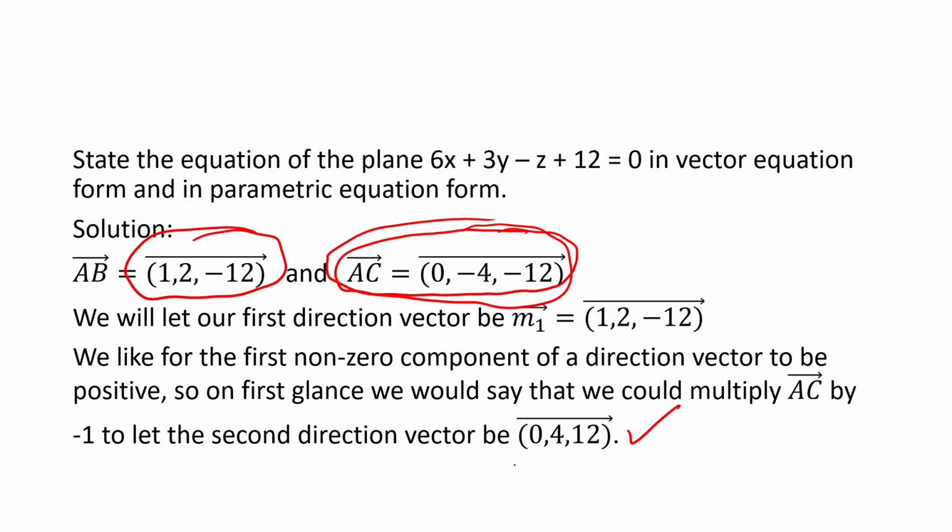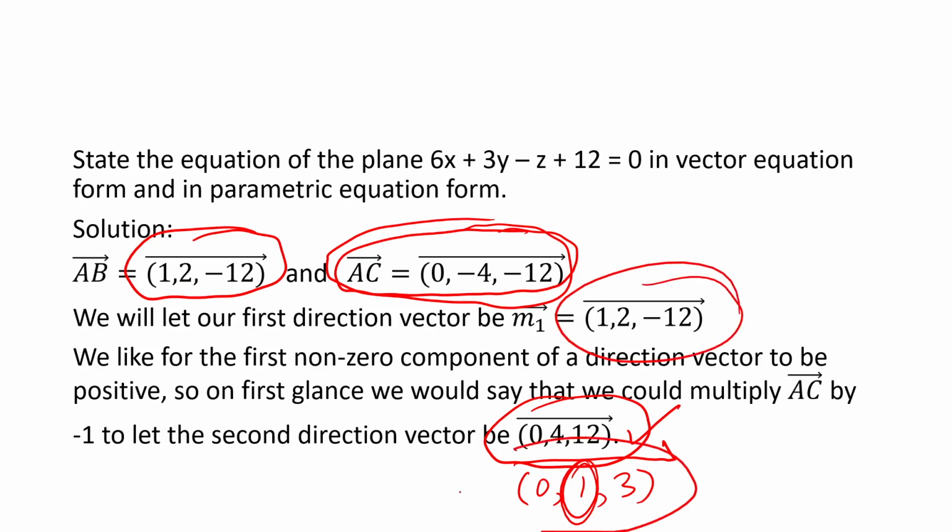But the other thing that it's also a convention to do is to reduce it. If we multiply this entire direction vector by 1/4, we get a direction vector with all integers, but it's as reduced as can be, and the first non-zero component, which in this case is the y, is positive. Let's use that as our direction vector instead, (0, 1, 3). So one of our direction vectors will be (1, 2, -12). Another direction vector will be (0, 1, 3).